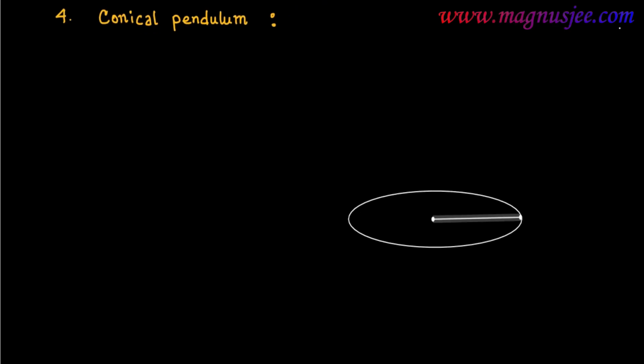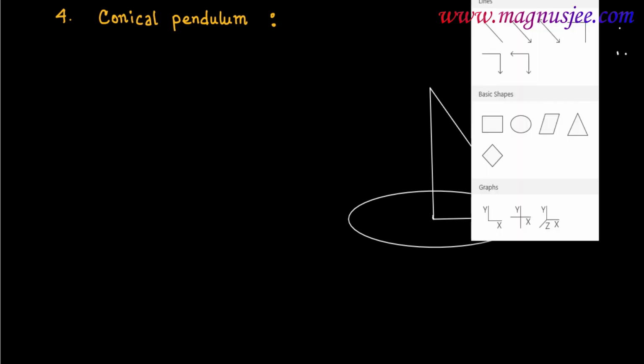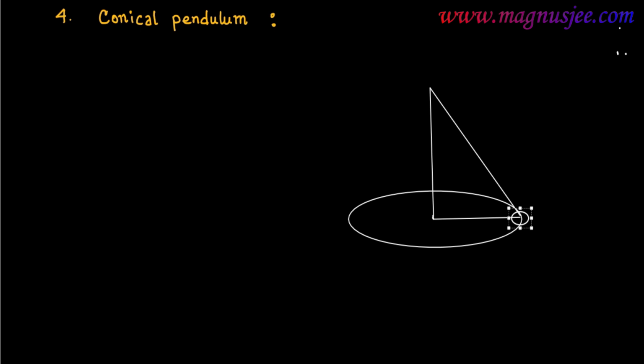This is the horizontal circular orbit in which a body will be rotated in vertical direction, and a body is suspended by using a string. This is a body of mass m which is at the point P. O is the center of the horizontal circular orbit.